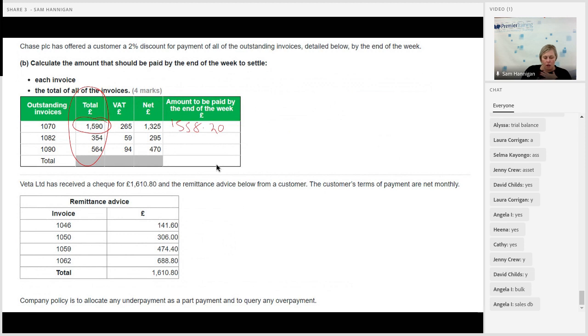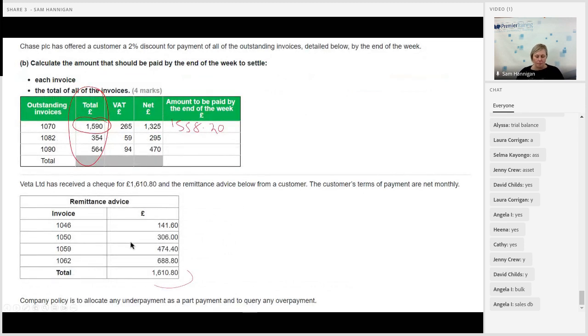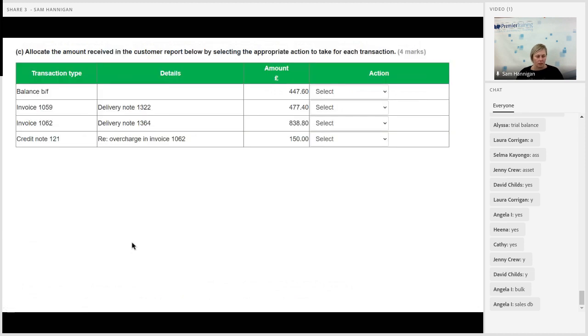Then here you've got a remittance advice, which has invoice numbers and a total. Company policy is to allocate any underpayment as a part payment and to query any overpayment. So basically they're asking what are you going to do with those transactions? It's saying that it's paid 161080, invoice numbers 1465, 1059 and 1062.